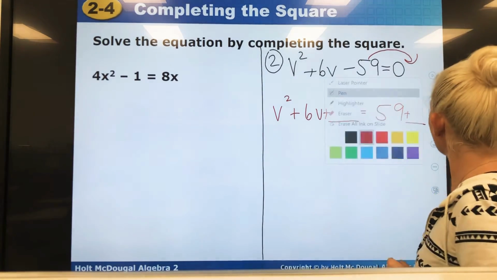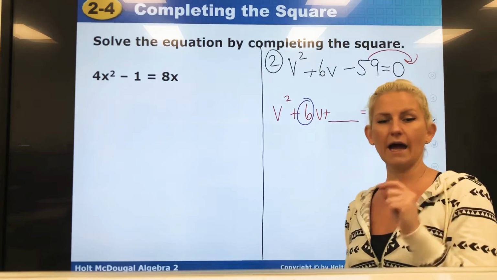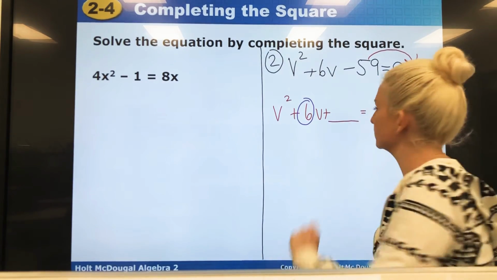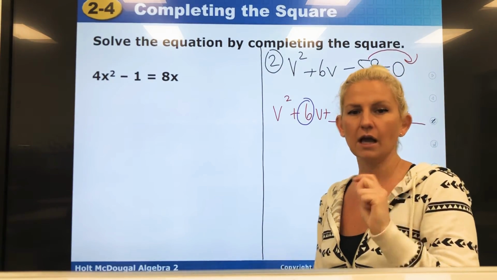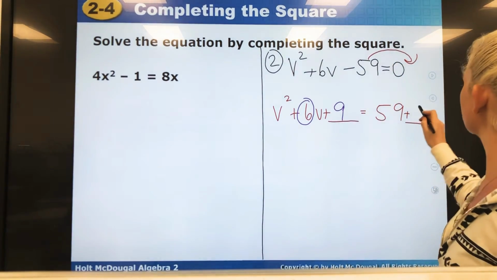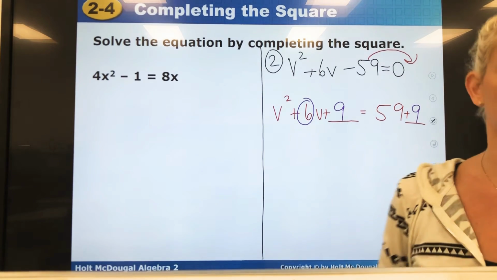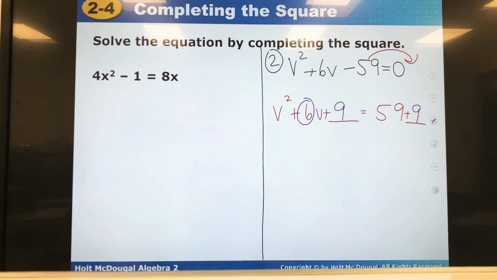All right, so now, how do I know what I'm going to add? Remember, you're going to take half of b and square it. So half of 6 is 3, and 3 squared is 9. Right? So I'm going to add the 9 here, and don't forget you have to add the 9 on the other side also. I'm going to just make sure that you can see the whole screen here.